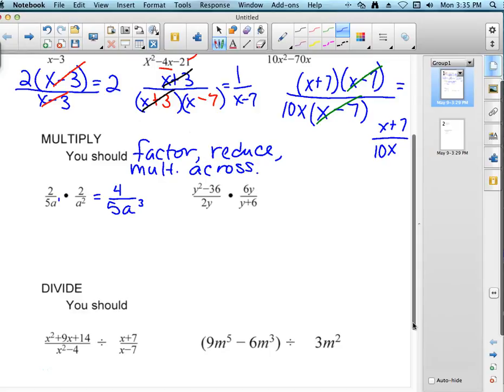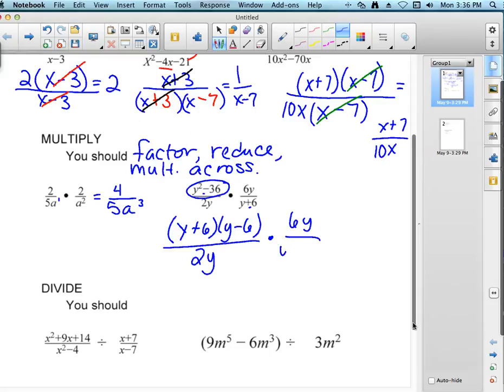All right, our next one. We do have some plus minus signs in here, all right? So we do have to do some factoring. Y squared minus 36 is another one of those difference of squares. So we can factor that into y plus 6 and y minus 6. We have just a monomial of 2y on the bottom, so we can leave that. We're multiplying it to a monomial 6y over the quantity y plus 6.